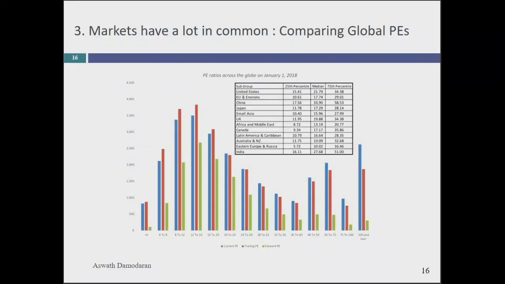Until about 2002 or 3, I used to compute this just for US stocks. Partly because the database I had access to, which was Value Line, had only US stocks in it.